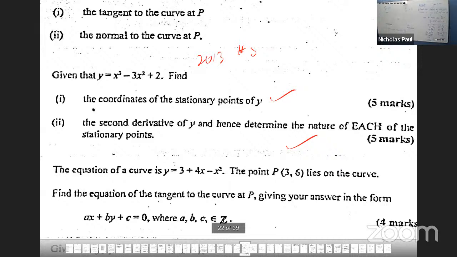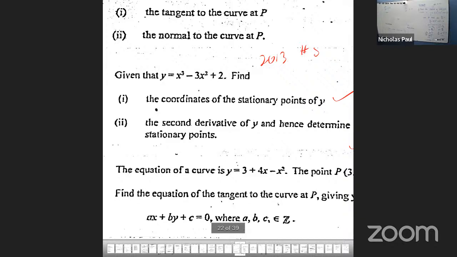Everybody getting through online? Part one is just that thing over here. Differentiate with respect to x. Part two is to get the nature.